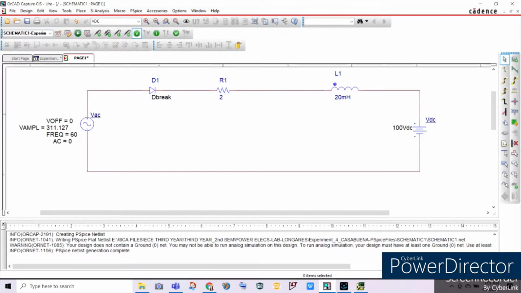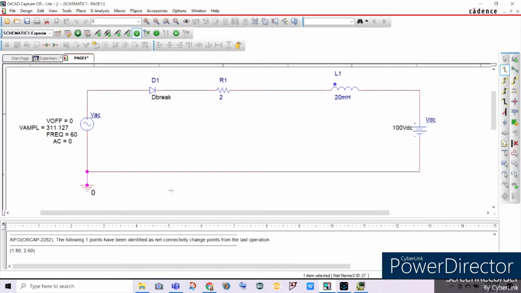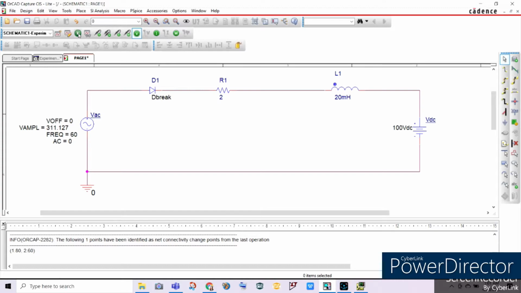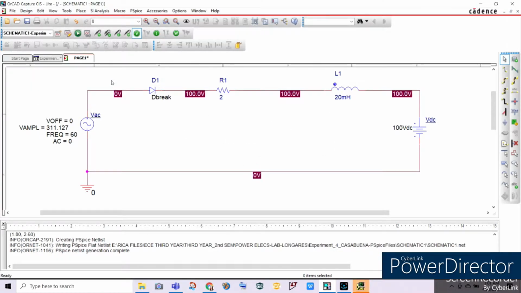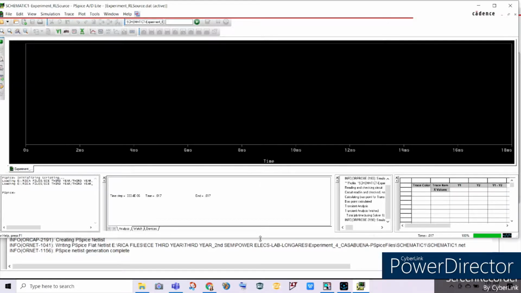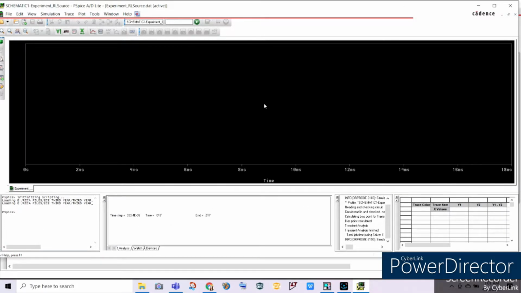So before we run our circuit, let's place some ground here so that there will be no floating nodes on our circuit. So let's place a wire. So the other end of our voltage sources will be connected to the ground. After this, we will be running our simulation, and again there will be a pop-up here. Okay, so let's just maximize our screen for our simulation, and then we will be plotting.